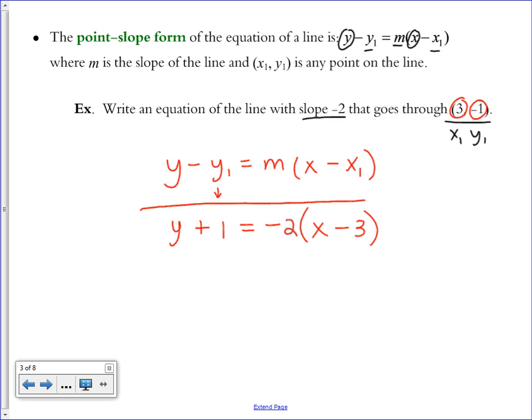And then we stop, right? It doesn't tell us what form to use, so we're going to stop with point-slope form and leave it at that. And I hope that the name of this form makes sense. It's called point-slope form because what were the two things that we replaced in the equation? We replaced a point, x1 and y1, and we replaced m, which is the slope. So point-slope form.